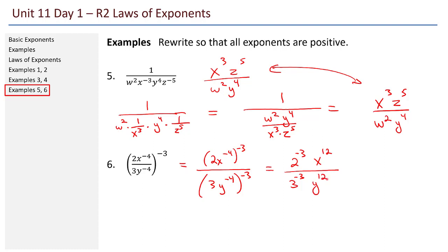And then maybe I'll use my switching trick. So this 3 to the negative 3 becomes a 3 to the positive 3 if I bring it up on top. x to the 12 stays there. 2 to the negative 3 becomes 2 to the positive 3 down below, and I get a y to the 12 there. And then I can simplify those numbers. So that gives me 27 x to the 12 over 8 y to the 12. All right, there we go.